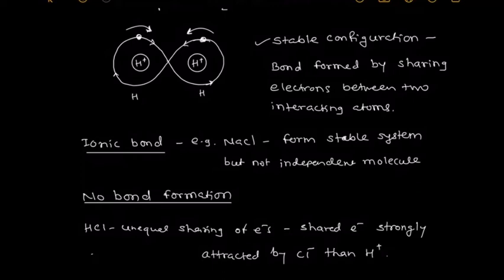Hence, once the electron transfers from sodium to chlorine, we get Na plus and Cl minus ions. And they interact. That interaction is due to the ionic bond and it forms a stable system. But ionic bond formation does not result in the formation of an independent molecule. But it forms a definite crystal structure. In that structure, the Na plus and Cl minus ions are arranged.